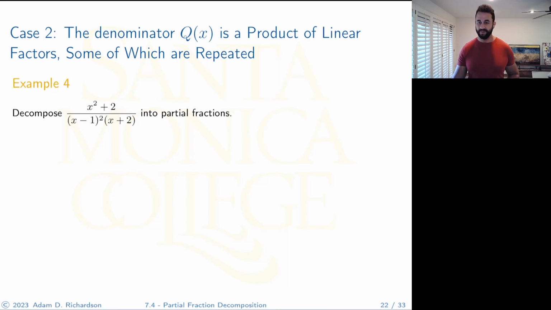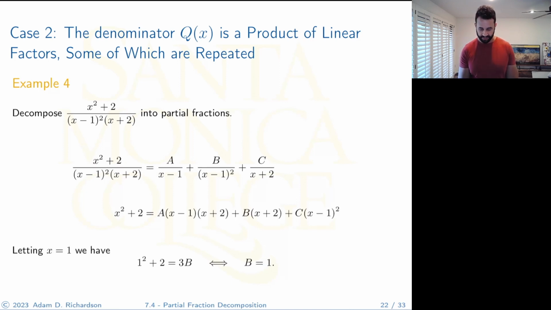Okay, let's do it together now. Let's see, we have linear factors, but this one is repeated. This one has multiplicity 2, so we're going to need 2 partial fractions for that particular factor. And this is what we get. So this thing, we know that we will be able to decompose it so that it's written like this, plus this, plus this. All right?